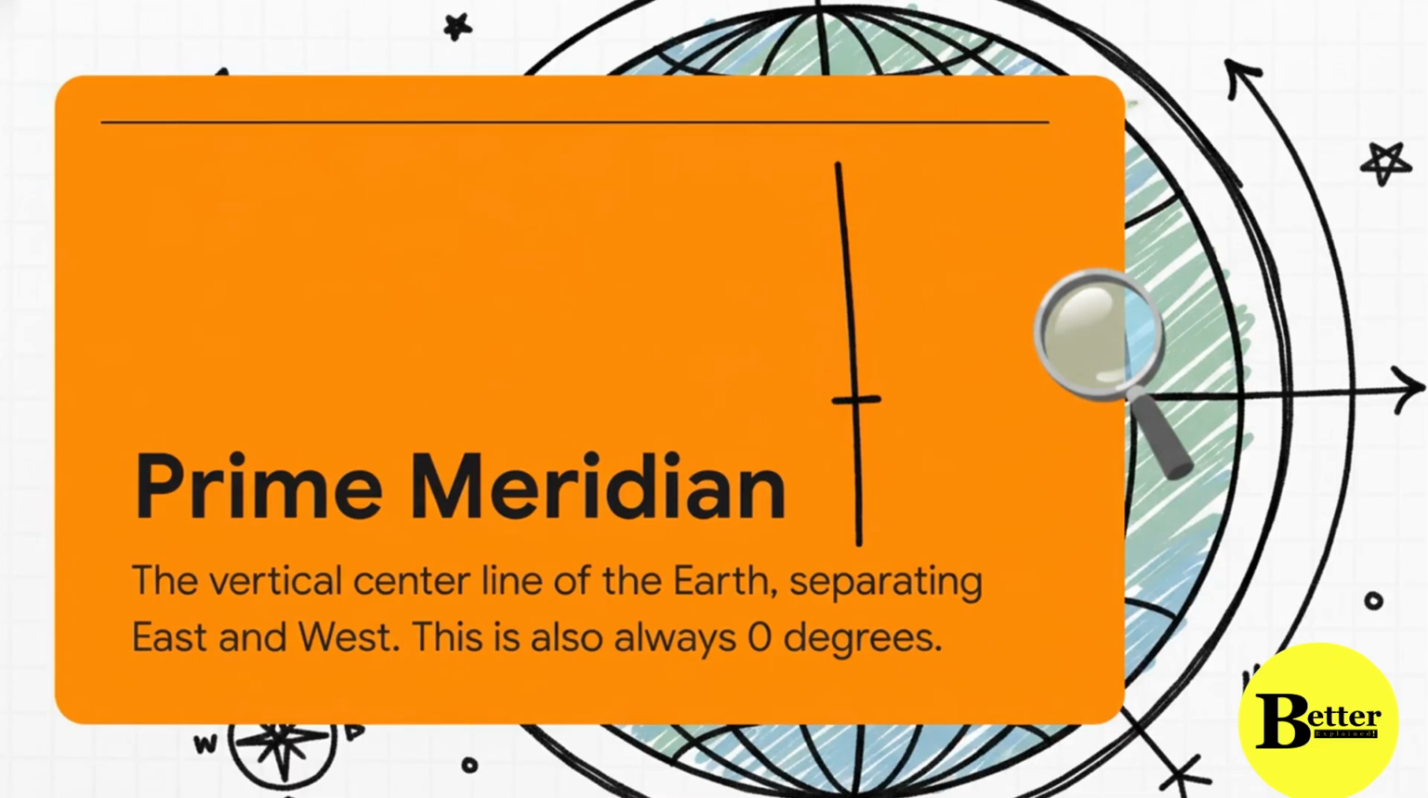And if the equator is the belt, then we have the prime meridian. This is our vertical starting point, also at 0 degrees. It runs from the North Pole all the way down to the South Pole, right through Greenwich, England, fun fact. And this line splits the world into the eastern and western hemispheres. These two lines are the absolute foundation of everything.